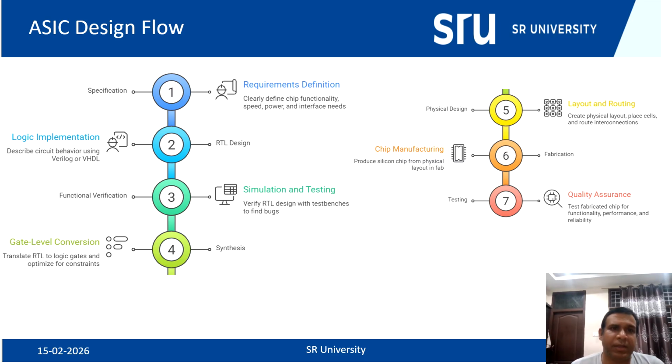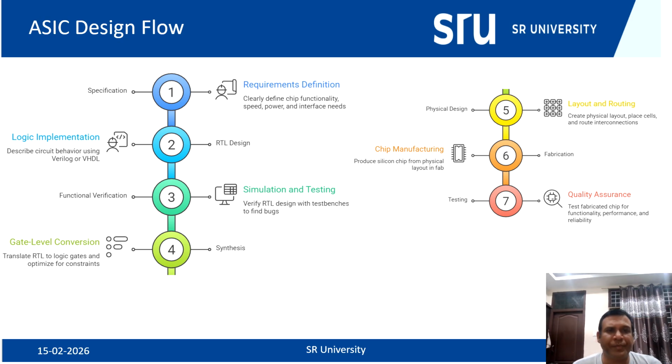So once the physical layout is complete, the design is sent for fabrication. Fabrication is the process of manufacturing the ASIC chips in semiconductor fabrication facilities. The layout data is used to create the masks, and the chip is manufactured using silicon wafer processing techniques. This step converts the design into a physical silicon chip.